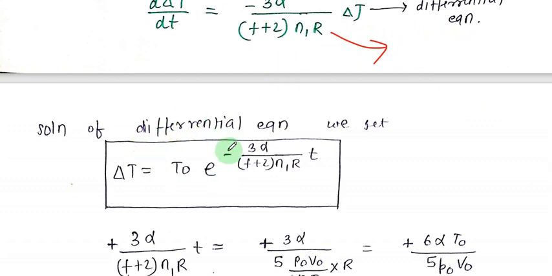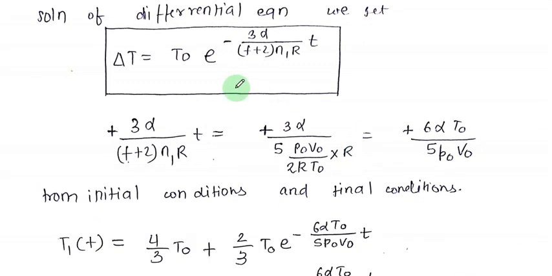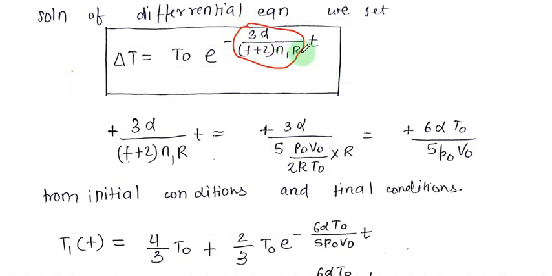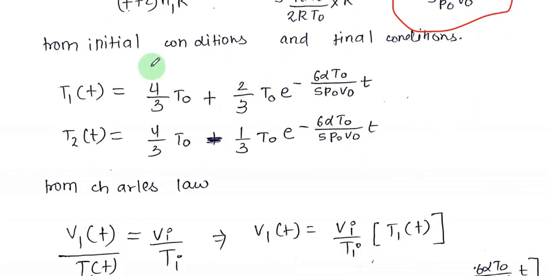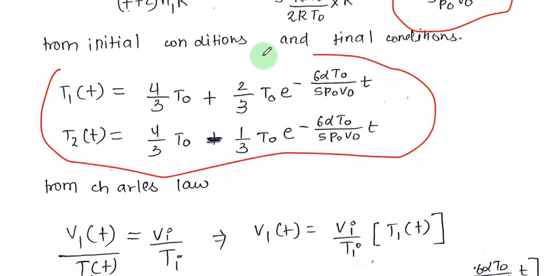If we see the radioactive decay equation, with respect to that, the solution must be of this form, that is e to the power minus lambda t. Now this lambda is 3 alpha by (f plus 2 n1 R). Here n1 can be written as 6 alpha T naught by 5 P naught V naught, and from initial conditions and final conditions, when you solve the equation, you will get the temperature functions.